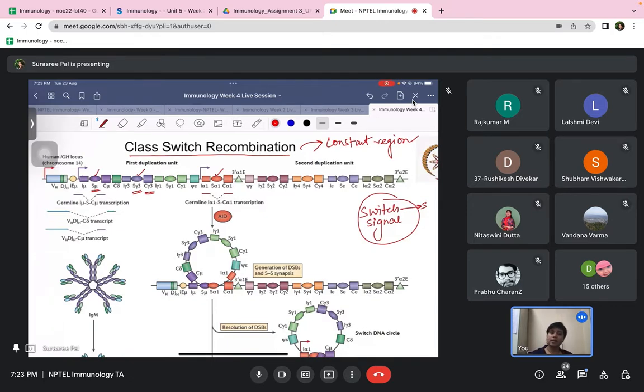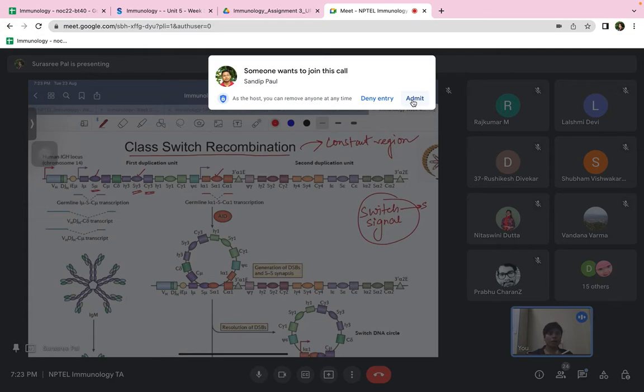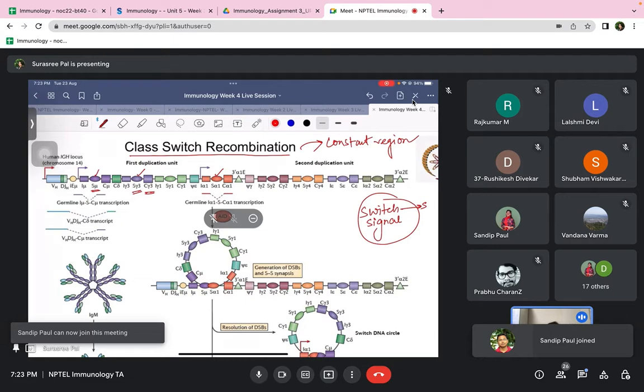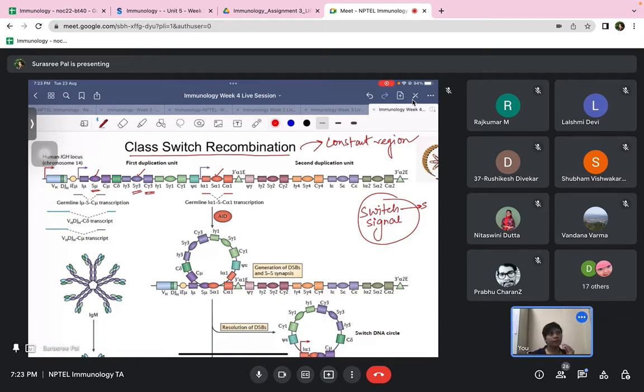One of them is cytokine signal. So what is the cytokine signal? Depending on which cytokine is being produced, it will help to express particular types of antibody constant region. So depending on which cytokine is being produced, the corresponding type of antibody class will be produced. So one is cytokine signal for class switch recombination, another is the recombinase, right?